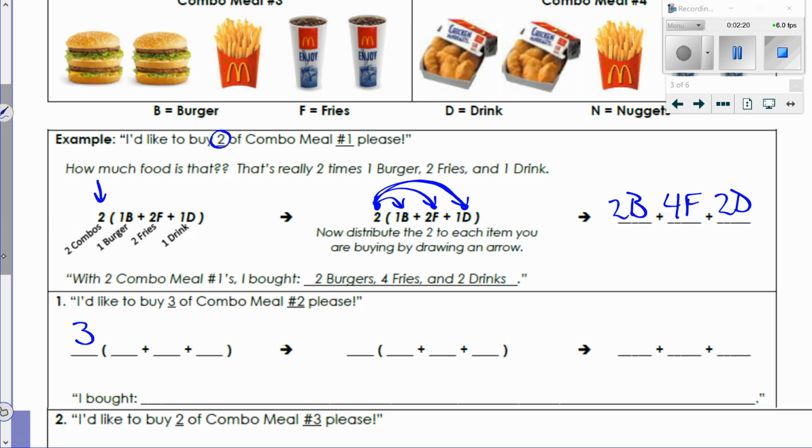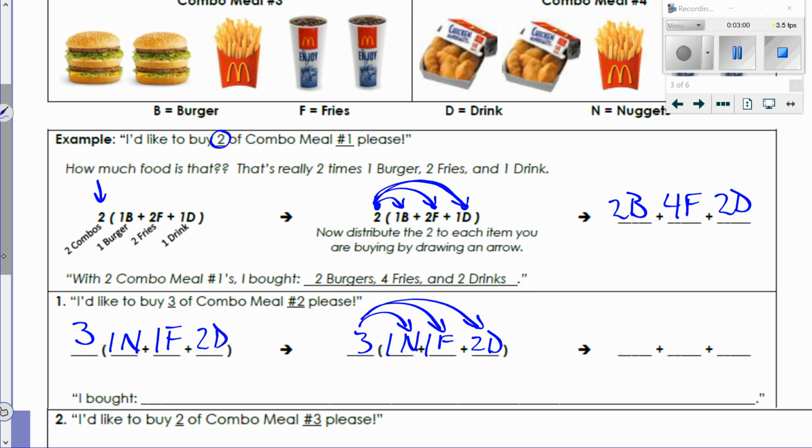Now, in each meal, now we're on combo meal number 2. So how many chicken nuggets do I have in combo meal number 2? 1. So I have 1 nugget. How many fries do I have? 1 fry. This is the kids' meal, so we're sharing this between our 2 kids. So how many drinks do they get? 2 drinks. Okay? So what we're doing, now we're going to rewrite so we can distribute. I have 1 nugget. I've got 1 fry. I've got 2 drinks. I'm now going to distribute the 3 to each part of the meal.